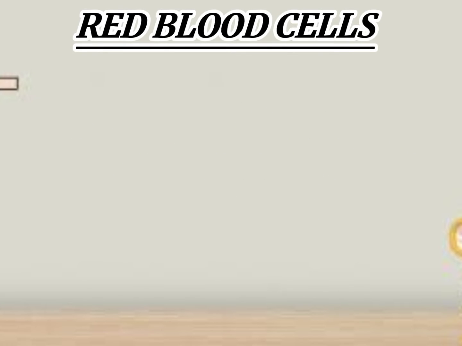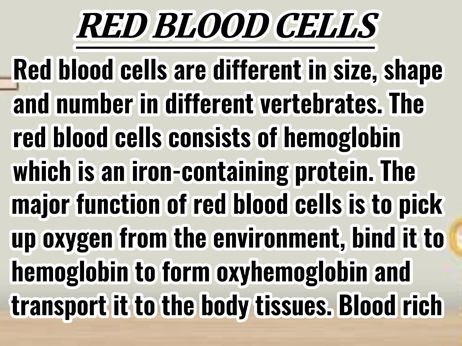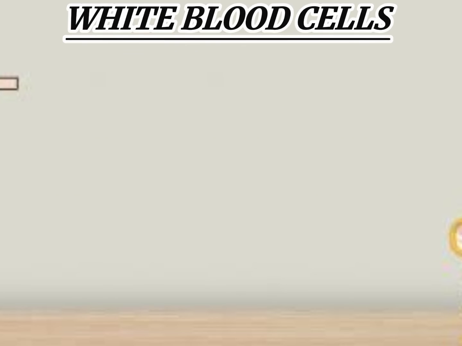Red blood cells. Red blood cells are different in size, shape, and number in different vertebrates. The red blood cells consist of hemoglobin, which is an iron-containing protein. The major function of red blood cells is to pick up oxygen from the environment, bind it to hemoglobin to form oxyhemoglobin, and transport it to the body tissues. Blood rich in oxyhemoglobin is bright red. Hemoglobin also carries the waste carbon dioxide in the form of carbaminohemoglobin from the tissues to the lungs for removal from the body.